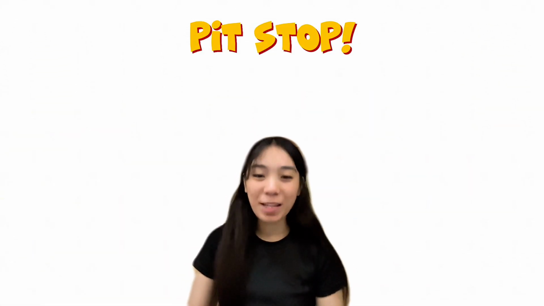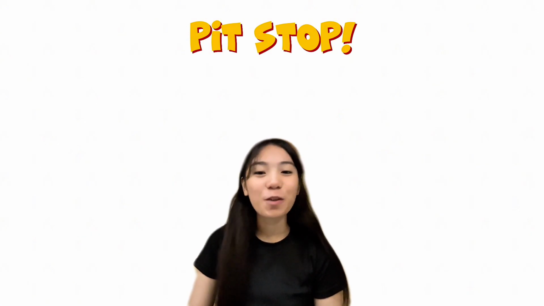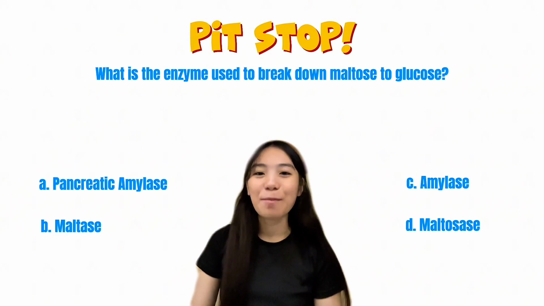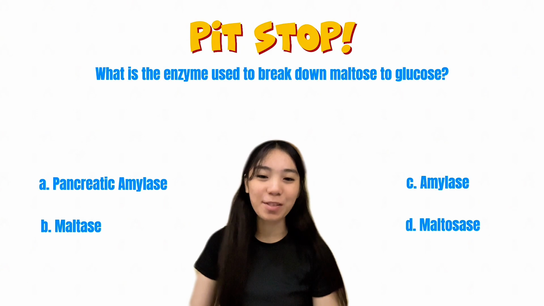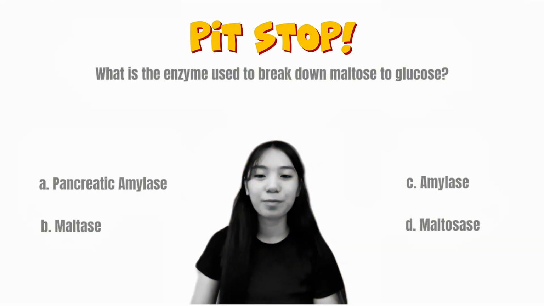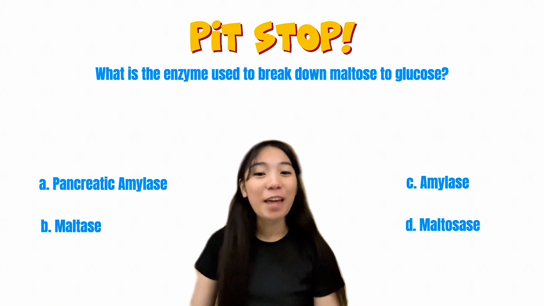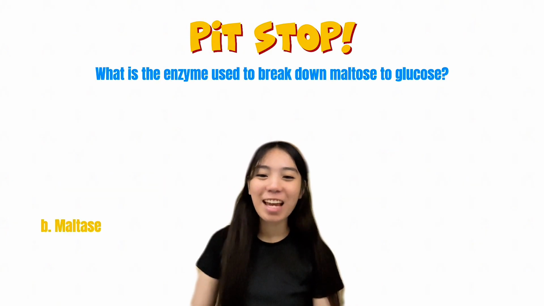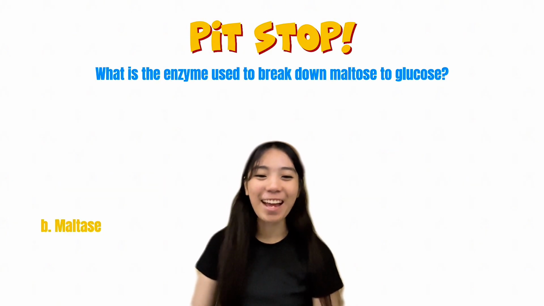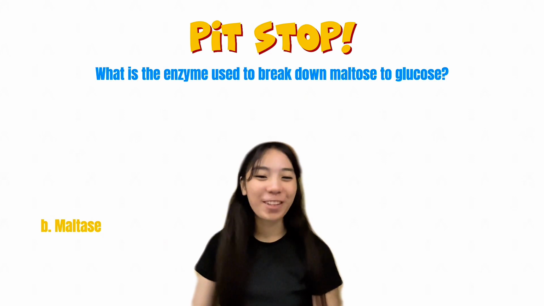So let's have a quick pit stop before we move on. So the question is, what is the enzyme used to break down maltose to glucose? If you answered B, you are correct. If not, that's totally okay. Now you know. Let's keep learning.